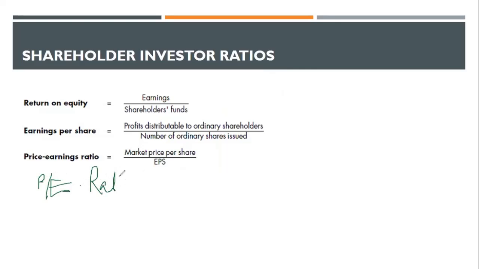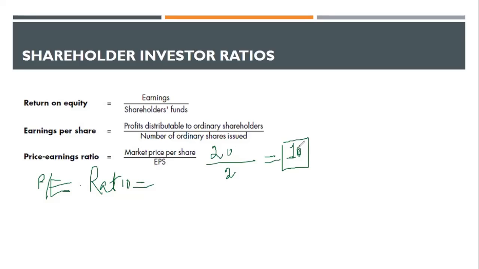PE ratio. You can see the formula: market price of the share divided by earnings per share. Let's suppose a share has a market price of $20 and an EPS, earnings per share, of $2. So your PE ratio comes out to be 10. What does this 10 tell you? Is it 10 kilograms, 10 centimeters, 10 millimeters? What do we understand by this number 10?